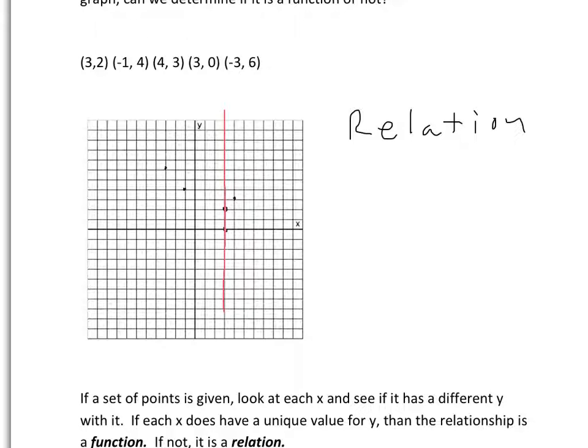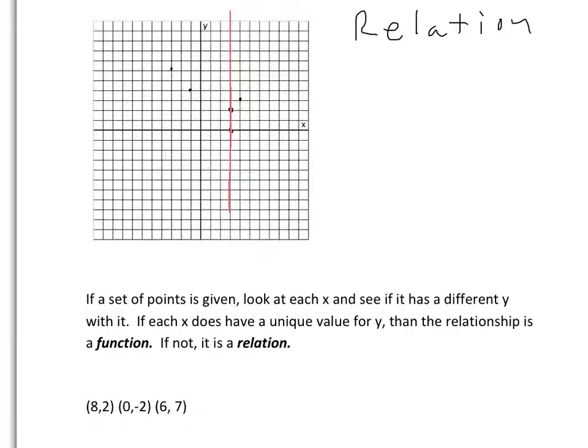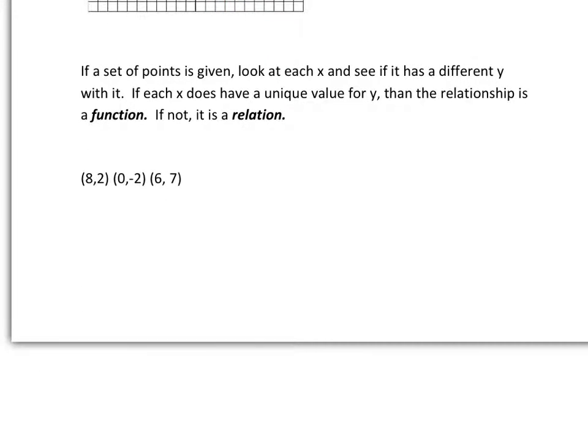So if a set of points is given, you look at each x and see if it has a different y with it. If each x does have a unique value for y, the relation is a function. If not, like in the example we just saw, it's a relation. Let's look at another set of points. So 8, 2, 0, negative 2, and 6, 7.